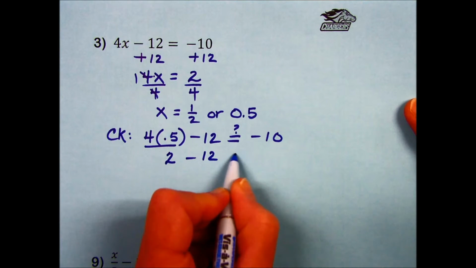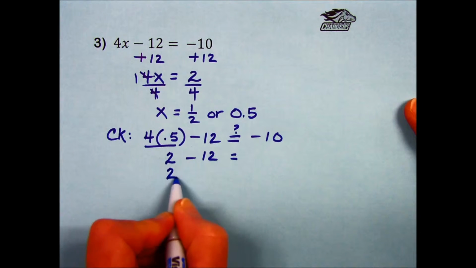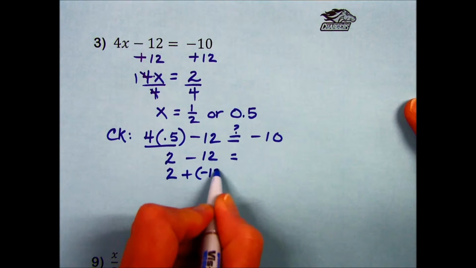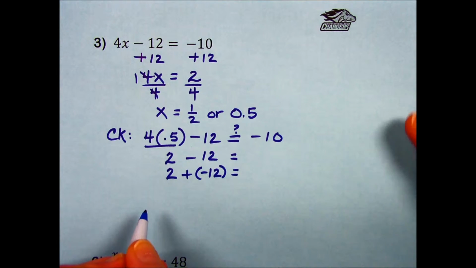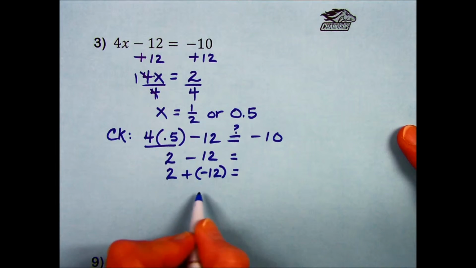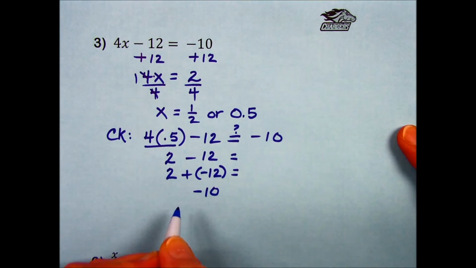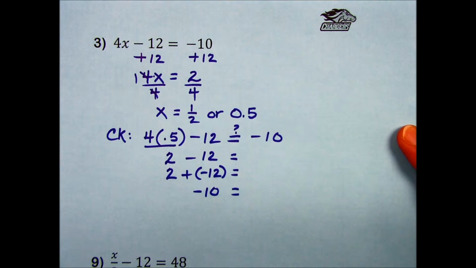2 minus 12 is the same as 2 plus a negative 12. Using the rule of subtraction, I'm adding different sign numbers. I'm going to subtract, which gives me a 10, and putting the sign of the larger looking number, we do end up with a true statement. So our solution is correct.